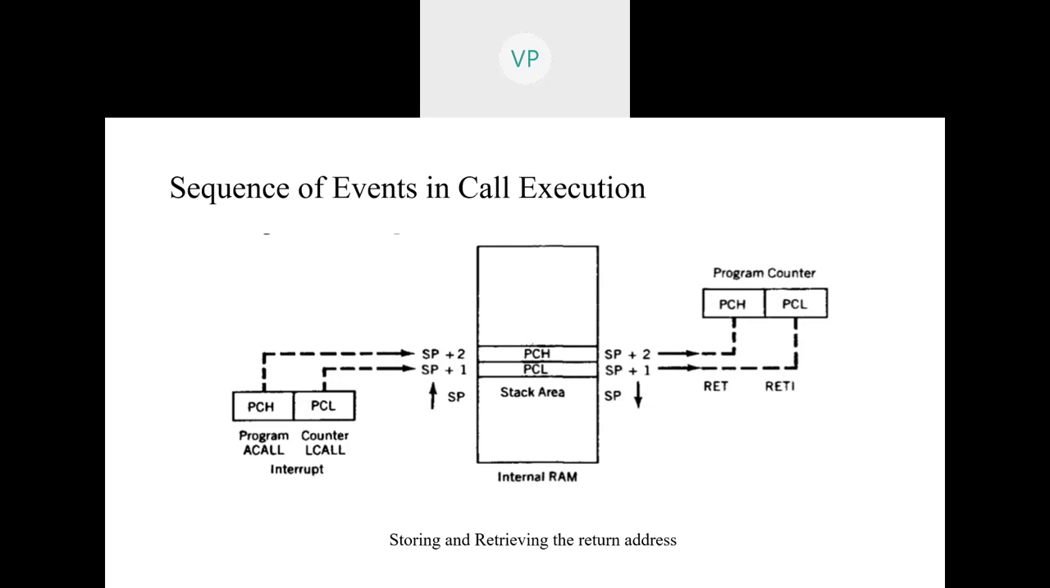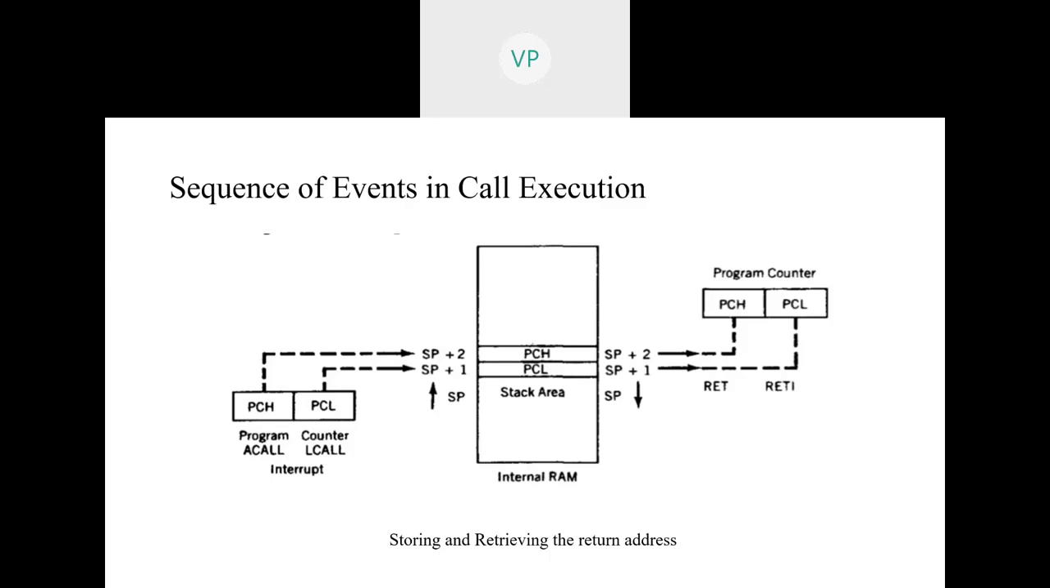First, the lower order byte of the program counter will be pushed to the stack area. Again, the next higher byte has to be stored. Since it has to store the data here, the stack pointer is incremented by 1 again, and the higher order byte of the program counter is stored onto the stack memory location. And during this time, the processor will run the subroutine, right?